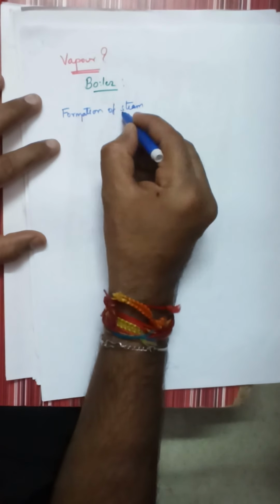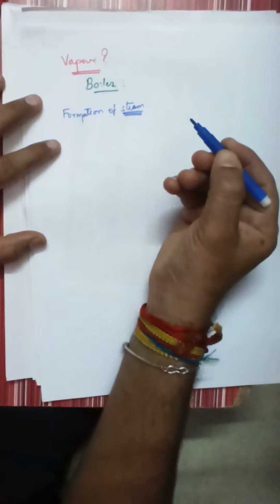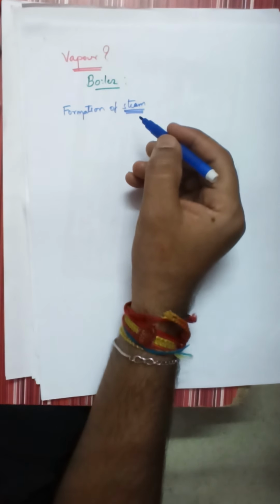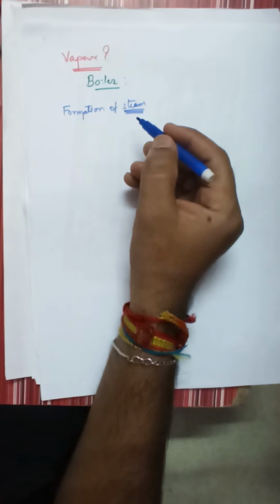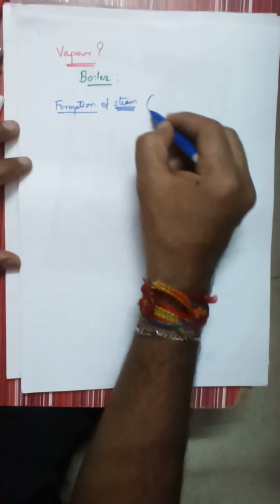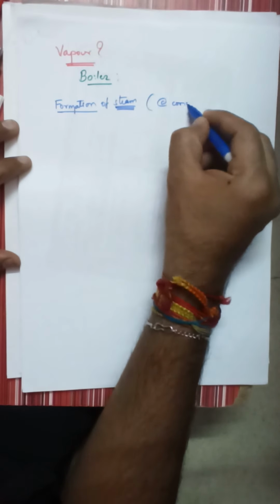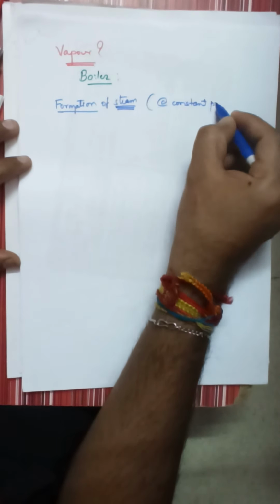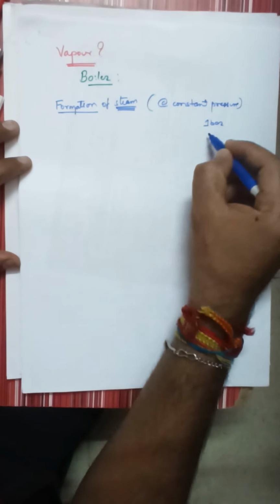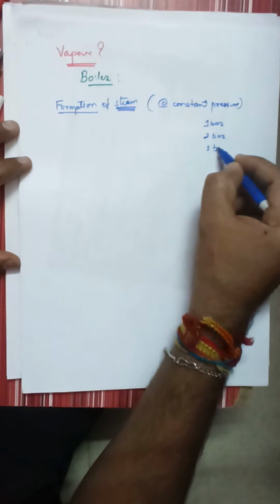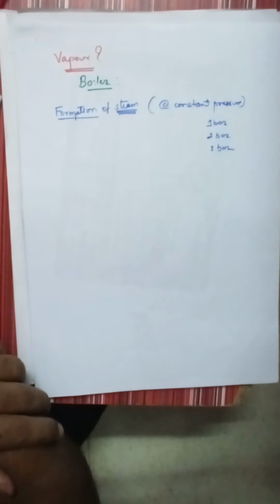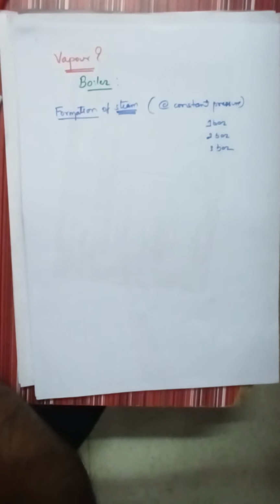Dear students, now I am using the word steam because the entire water will be converted into steam. There will not be any vapor or any water particles. So the formation of steam will take place at constant pressure. It may be at 1 bar, it may be at 2 bar, or it may be at 3 bar. So the formation of steam from water takes place at constant pressure.